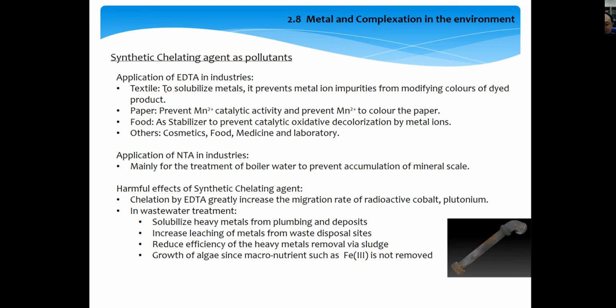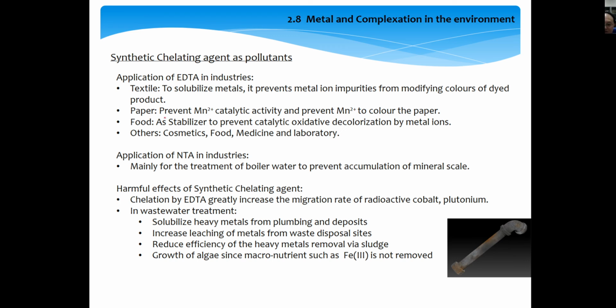EDTA has been used in the textile industry to solubilize metal. In textile, we know that they want to color the shirt or the clothes, so they will use a lot of dye. When the dye is complexed with metal, it will change color. To avoid that, EDTA will be added to make sure those heavy metals are soluble, and then they will not complex with the dye.